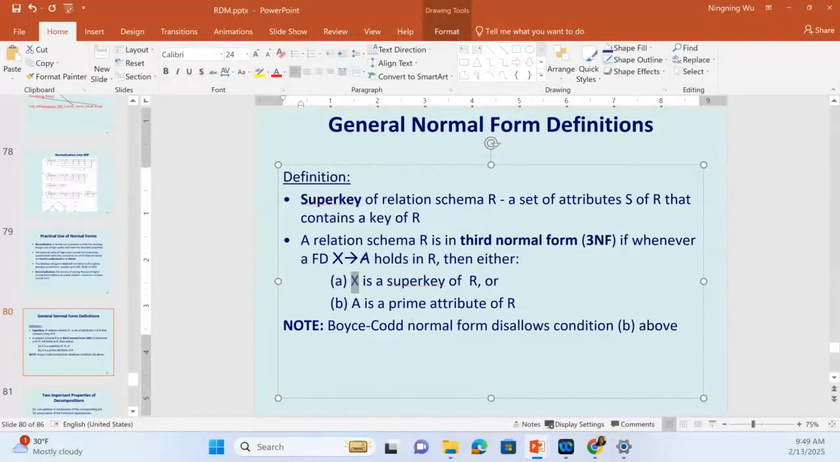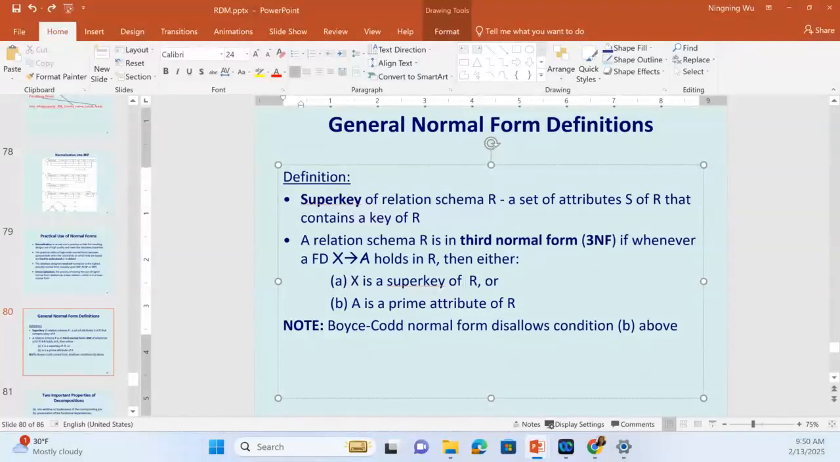Then if you're interested, there is a Boyce-Codd normal form, also called BCNF. I think Boyce and Codd originally tried to relax the third normal form. It basically means that as long as X is a super key, that'll be fine. So it removes condition B. It only means that whenever there is a functional dependency in the relation schema, X has to be a super key. If X has to be a super key, then that is a BCNF.